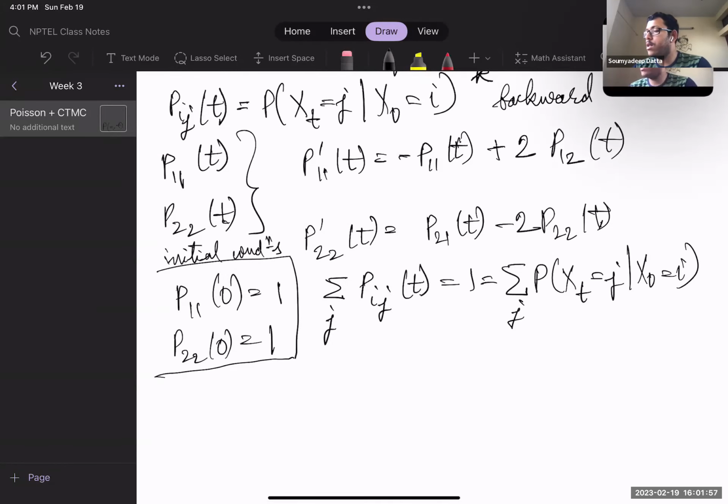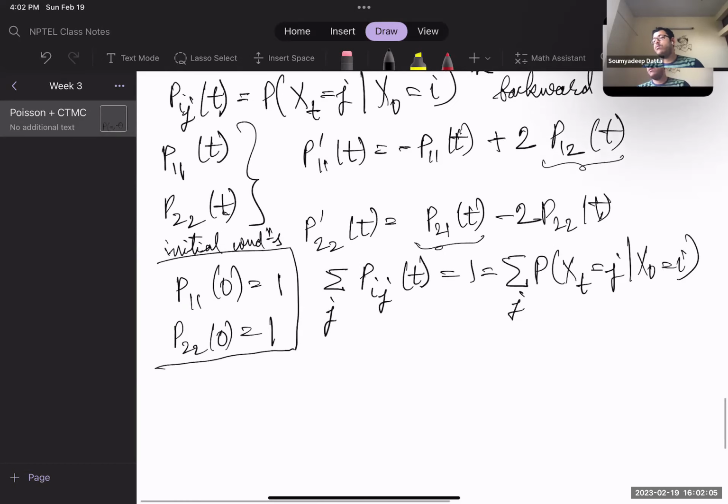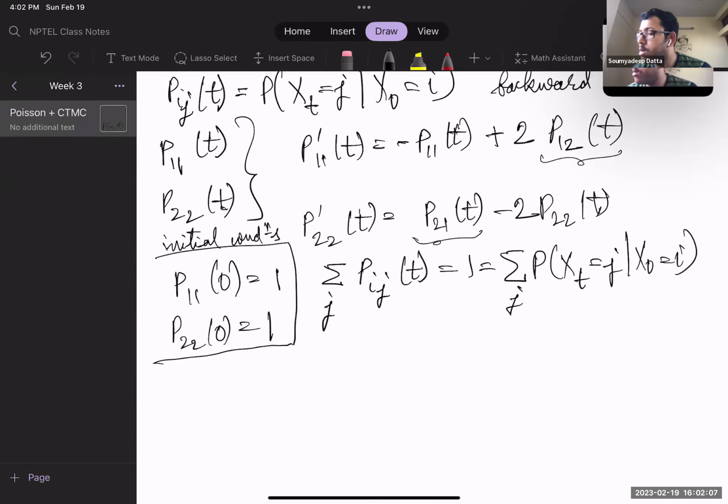The reason we are writing this is that we want to get rid of these guys. We don't want to deal with the cross terms. So we'll just do a little bit of mathematics. We'll add P_11(t) on both sides here, right?